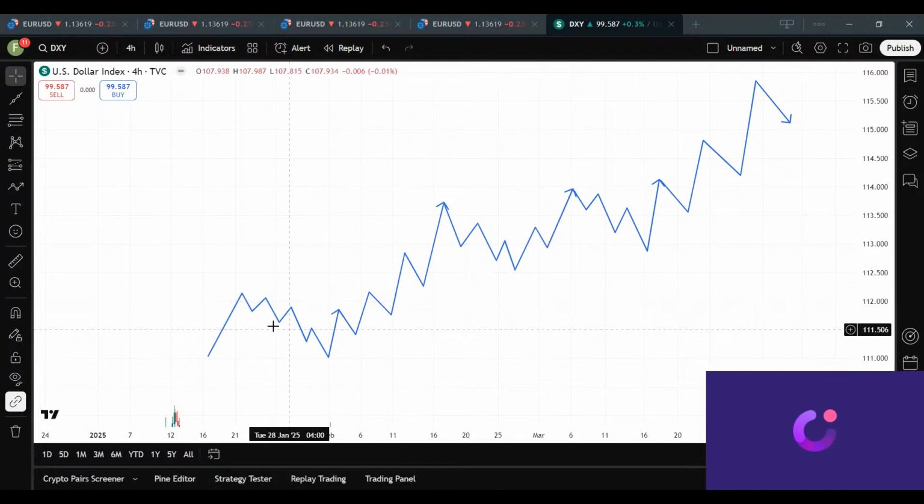This is what we see on lower time frames. Because if you can see the real move, and then it goes up there, it goes up there, it goes there, there. That's the real move on higher time frames.